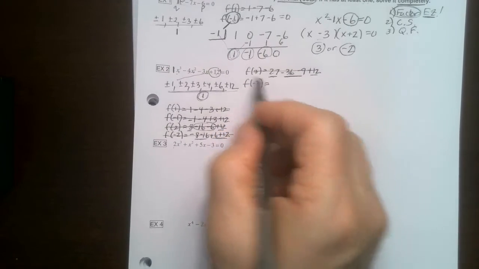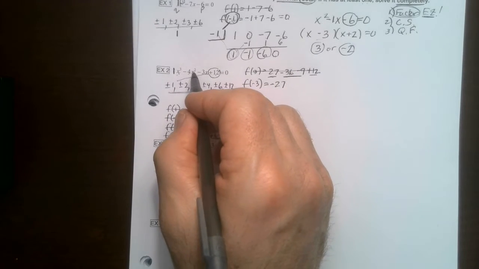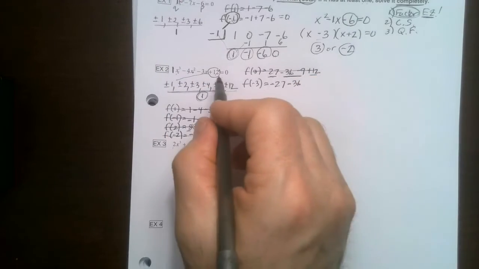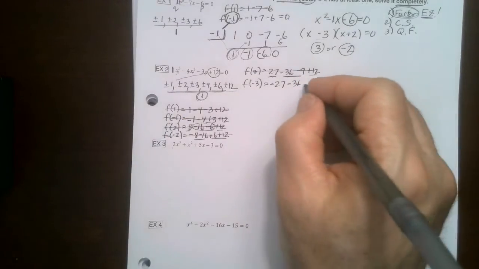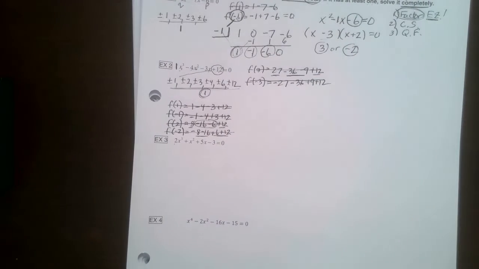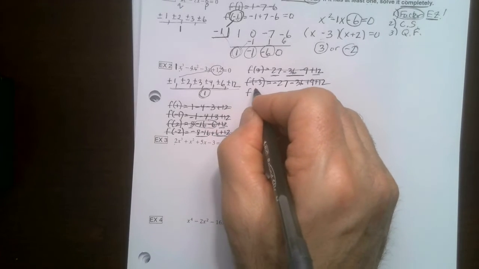-3. -3 cubed is -27. -3 squared is 9 times -4 is -36. Looks like we have way too many negatives here. -3 times -3 is 9 plus 12. Way too many negatives. Here we go. We got to plug in 4.